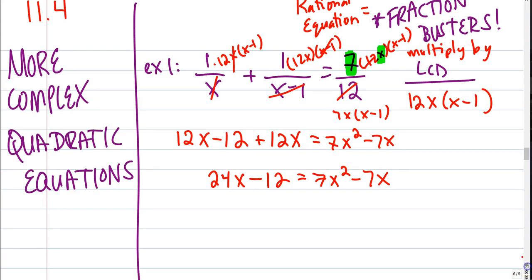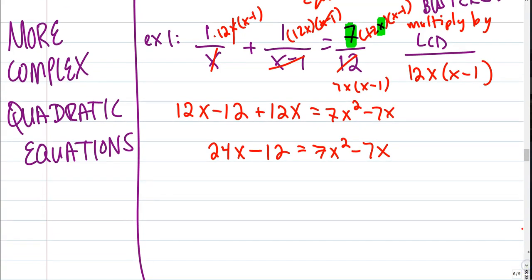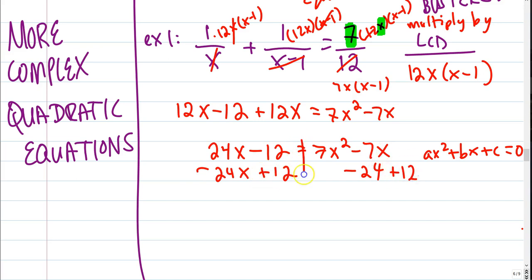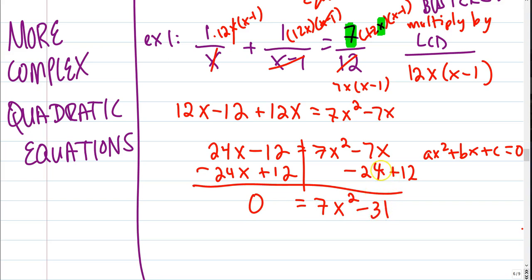It's a quadratic equation again, which means I want it as ax squared plus bx plus c all set equal to 0. So I'm going to move the 24x and add the 12 because I really want to keep that a, 7x squared, positive if I can. 7x squared minus 31x plus 12. So how are we going to solve this?